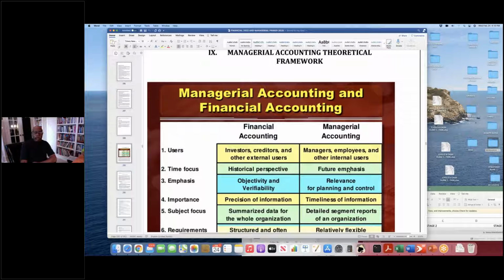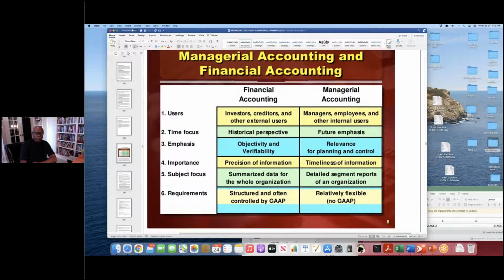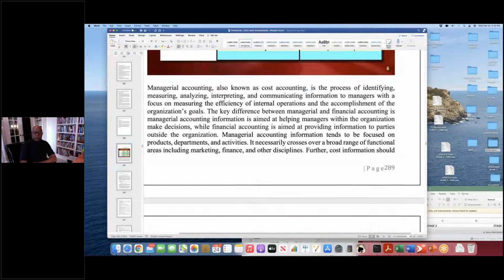Now, we're starting off with a historical emphasis, but we'll be moving to a future perspective as we work on your projects.